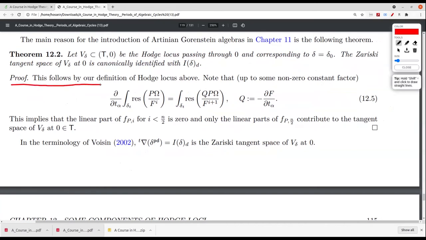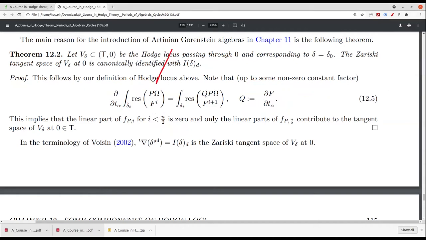So the idea is that the F depends on a lot of parameters, each monomial in the expression of F has a parameter. And if we take the derivative with respect to this t_alpha, then this derivation will go inside, and then we will use the classical derivation, and then we will have this equality where this Q is the derivative with respect to t_alpha, and so this is for P.